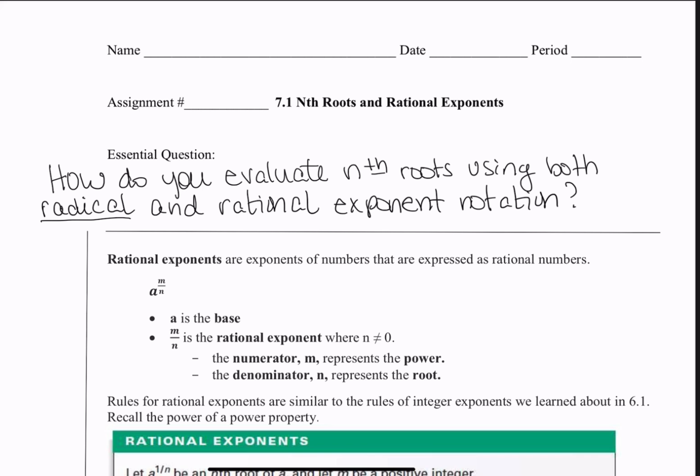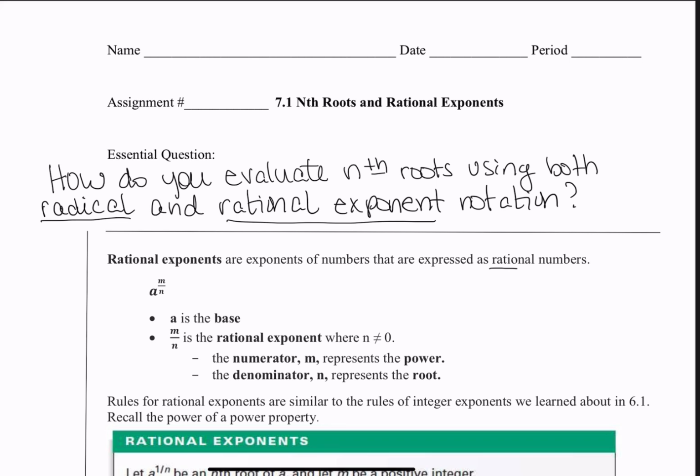What you're not familiar with is rational exponent notation. And they are the same thing, they just look different. So let's get into what a rational exponent is. Well, they are exponents that are expressed as rational numbers. And hopefully you remember what a rational number is. The root of rational is ratio. So these are numbers that are written or can be written as fractions.